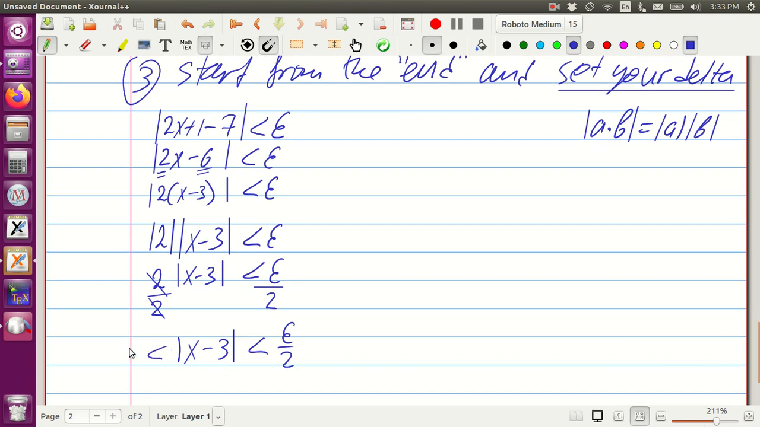Look. This is definitely greater than 0 since x cannot be equal to 3, right? It's always going to be greater than 0 because if it's negative, the absolute value will make it positive. So it cannot be equal to 0. So it's always greater than 0. And on the right side, it's less than epsilon over 2.